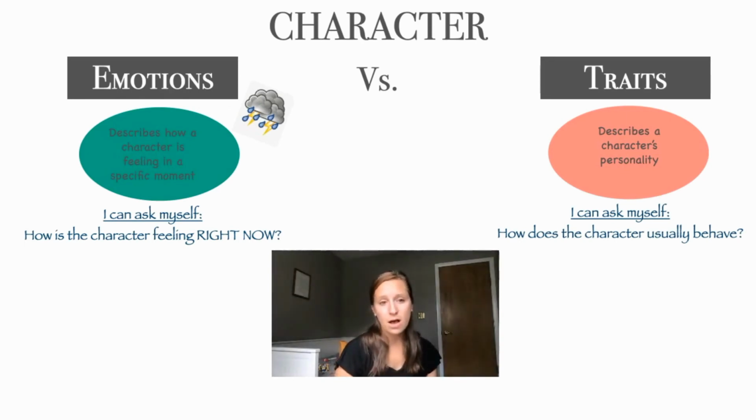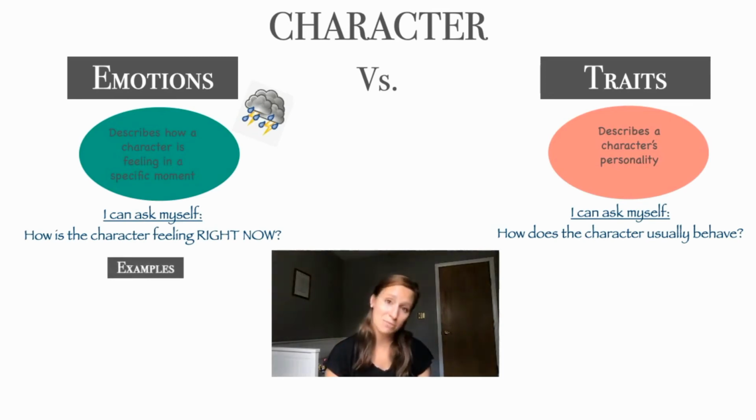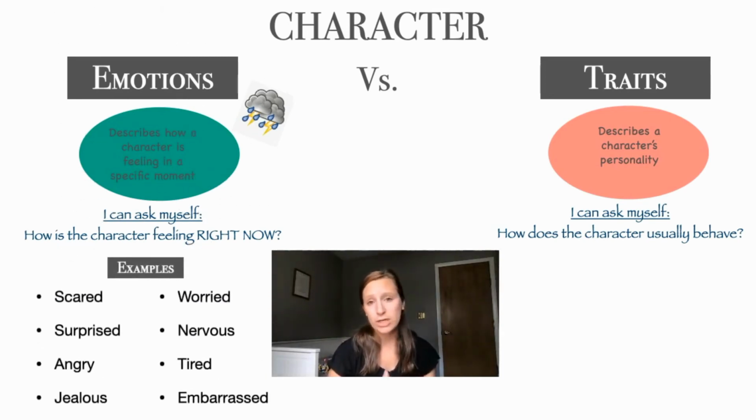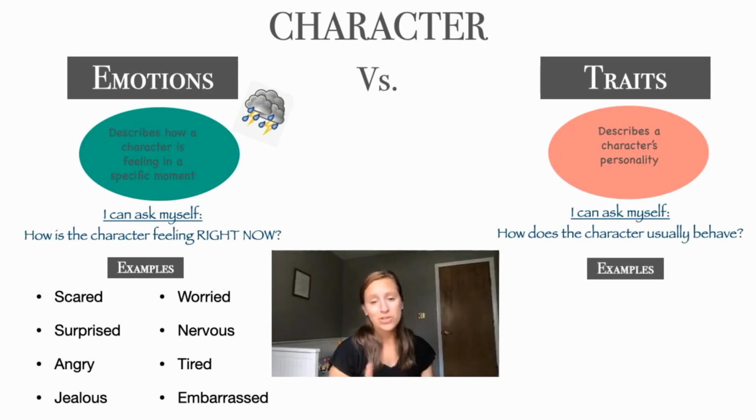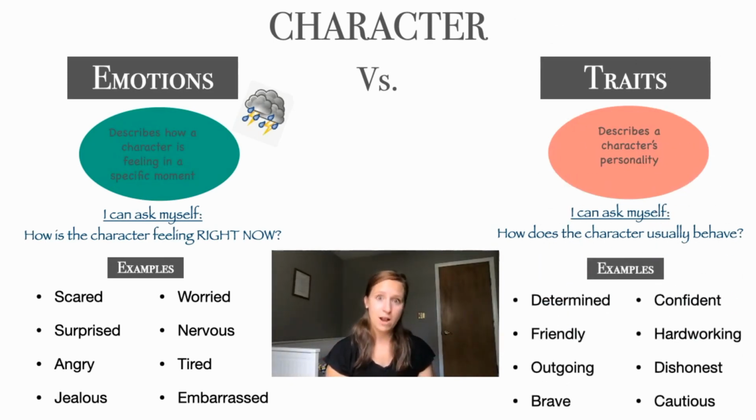Some examples of emotions and then traits. Some examples of emotions might be scared, surprised, angry, jealous, worried, nervous, tired, or embarrassed. And there's many, many more emotions as well, as you probably know from your zones of regulation. Character traits, just a list of a couple: determined, friendly, outgoing, brave, confident, hardworking, dishonest, cautious are some examples of traits.